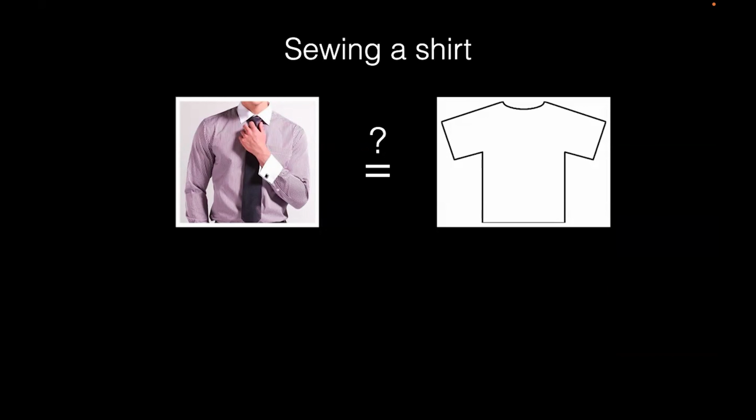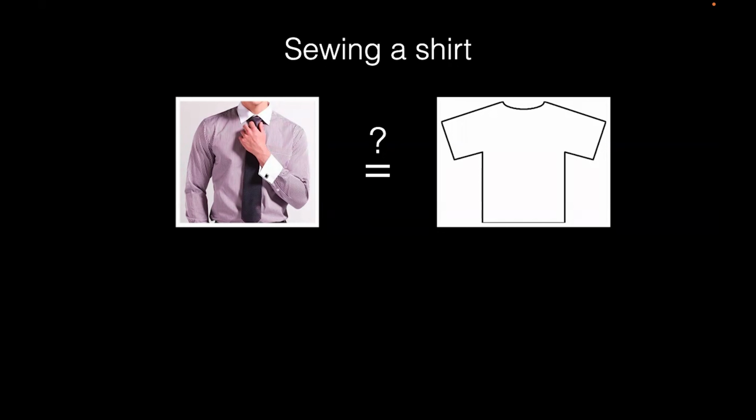So maybe it would come as a surprise to some of you how this works. If you want to make a shirt, you might think, okay, this is the shape of a shirt, so I cut out two pieces of fabric like this, sew the front to the back, and go on my way.